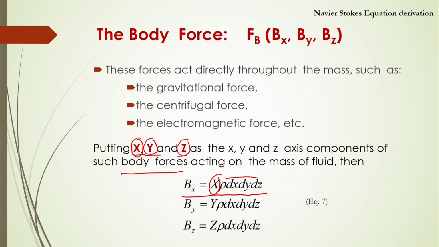What is this? Force is rho dx dy dz, that means mass, into acceleration, that will be your X. Similarly, b y will be Y into rho dx dy dz. Similarly, b z will be equal to Z rho dx dy dz. So, in this way, if we put X, Y, Z as the acceleration components in the x, y, z directions, the body force will be calculated by this equation number 7.